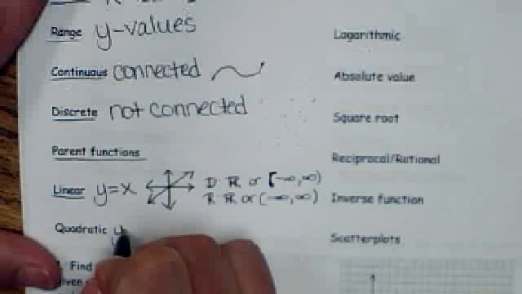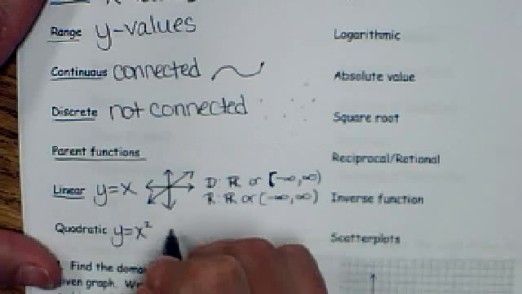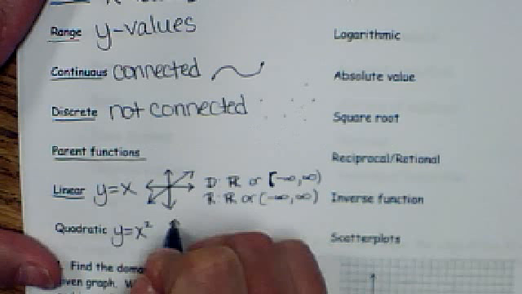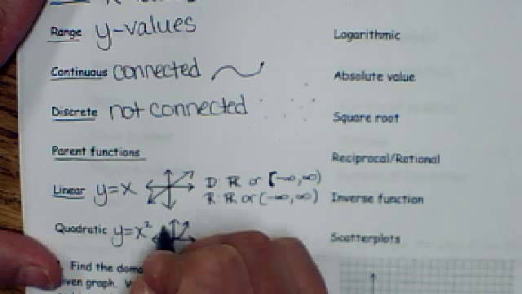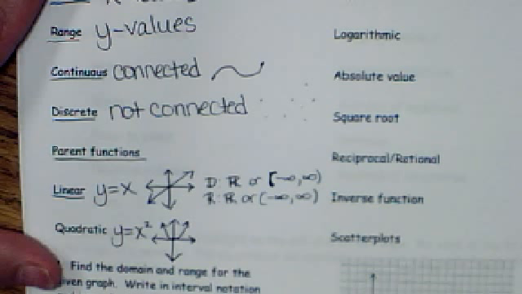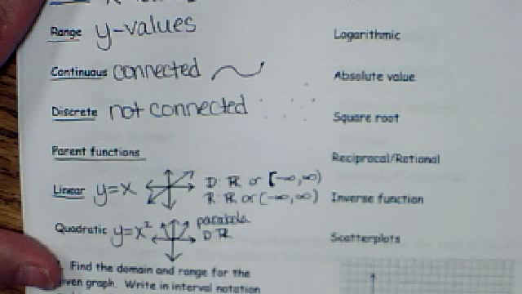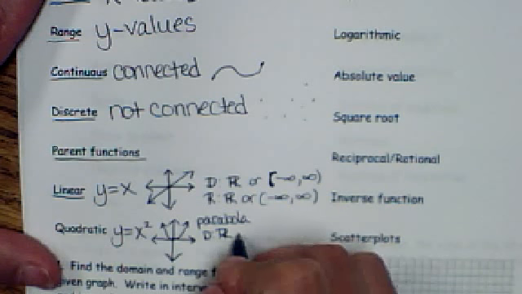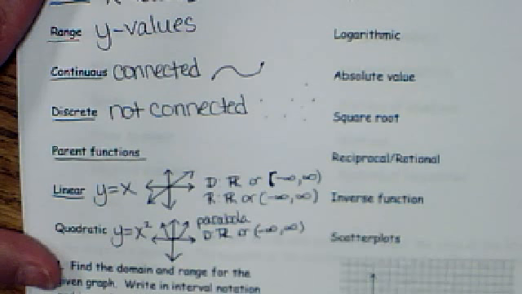The quadratic parent function is y equals x squared. Y equals x squared is the quadratic parent function, and when we graph it, because it's a quadratic, it makes a parabola. The parabola has a vertex at 0, 0, and it opens up. It is a U shape. That parabola is a U shape. The domain of that parabola is all real numbers because it goes on and on to the right and on to the left. Remember, I can write all real numbers or negative infinity to positive infinity, with both getting parentheses.